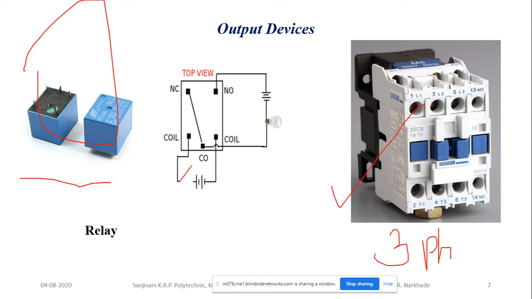Now these contactors will trigger with the help of various sensors. The sensor will give you an output, and the output of the sensor can act as an input to these devices, and when the device activates, your motor will start or stop. This is how you are going to use the output devices. One of the most commonly used output devices in industry is the contactor.